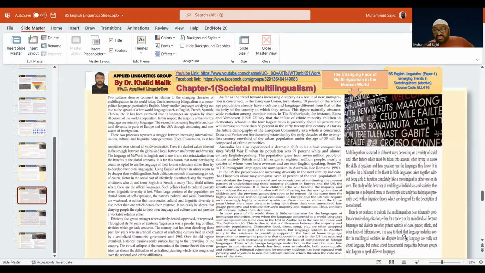It is easy to think that language underlies conflict in multilingual societies. Yet disputes involving language are really not about language, but instead about fundamental inequalities between groups who happen to speak different languages.